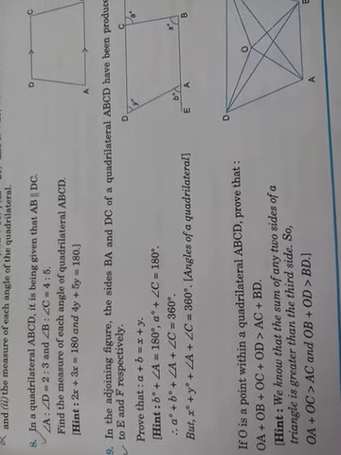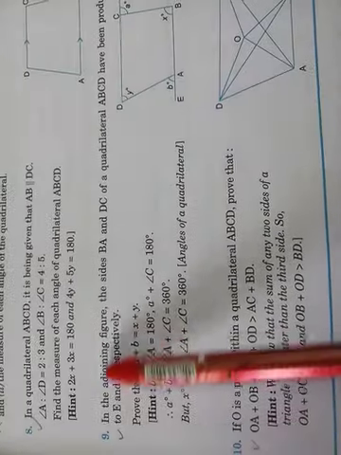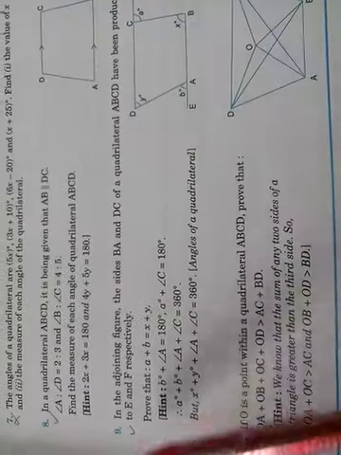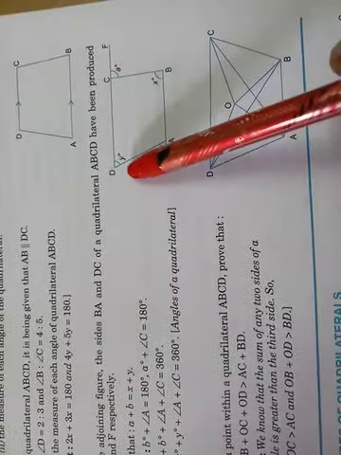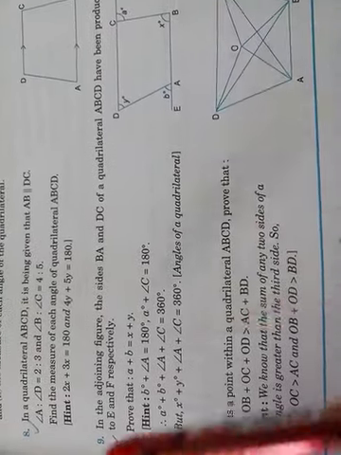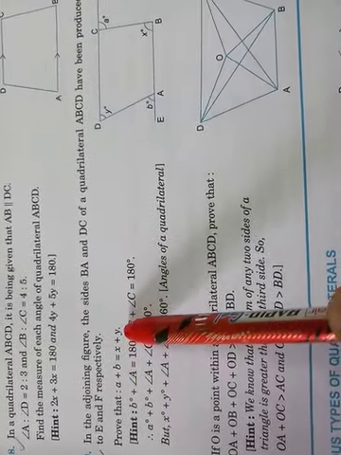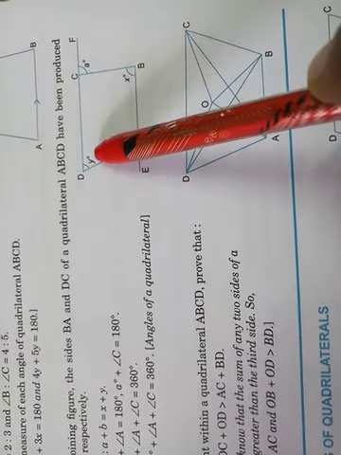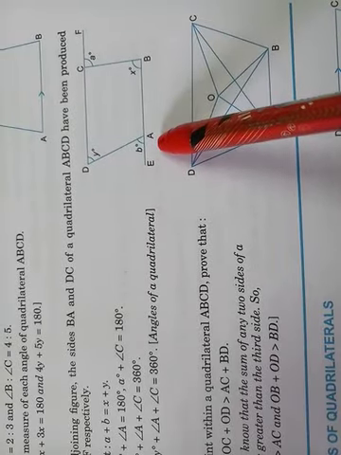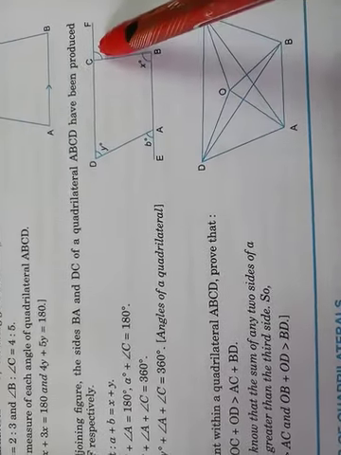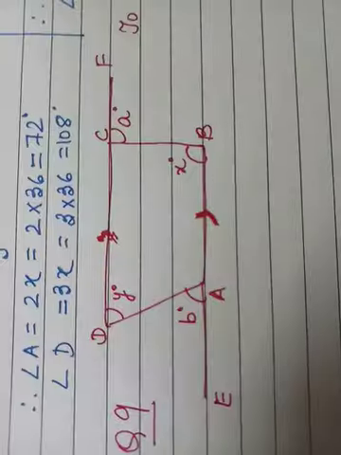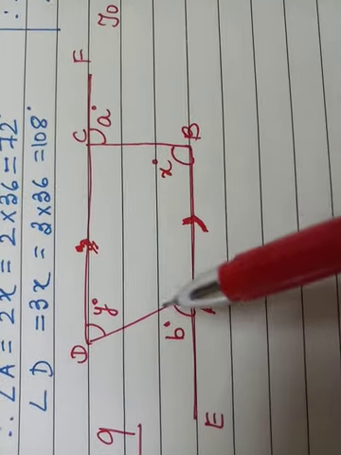Now I discuss question number 9 with you. In the adjoining figure, the sides BA and DC of a quadrilateral ABCD have been produced to E and F. DC is produced up to F and BA is produced up to E. Prove that A plus B is equal to x plus y, where angle D measures y degrees and angle B measures x degrees. Angle B is the exterior angle, and angle A is also an exterior angle here. So let's see how to do it. We do question number 9 now.